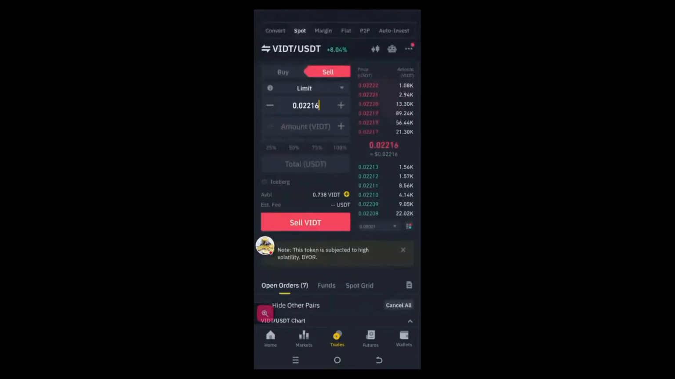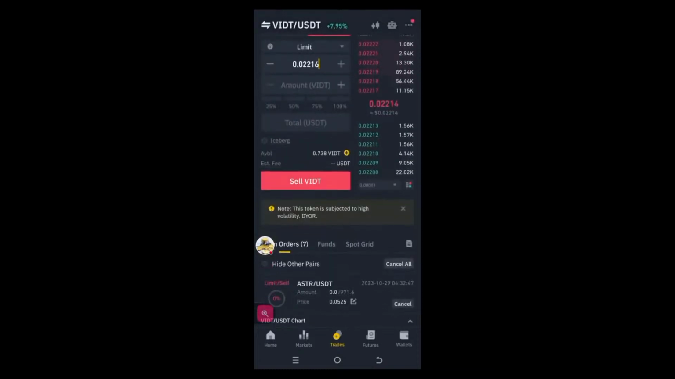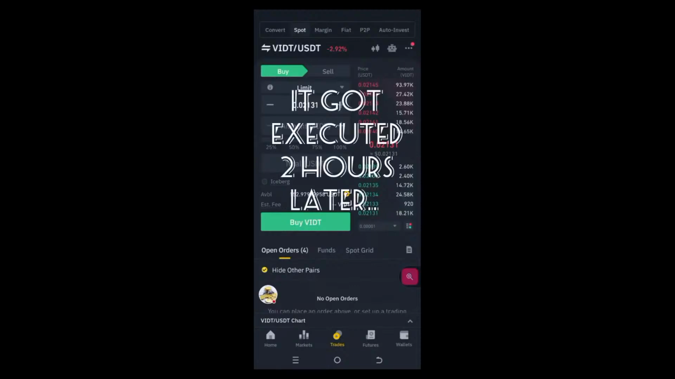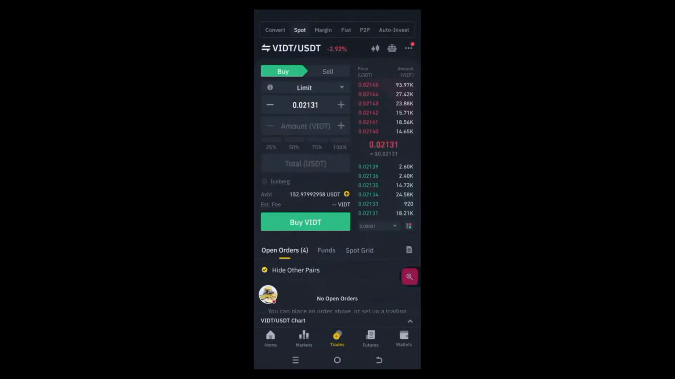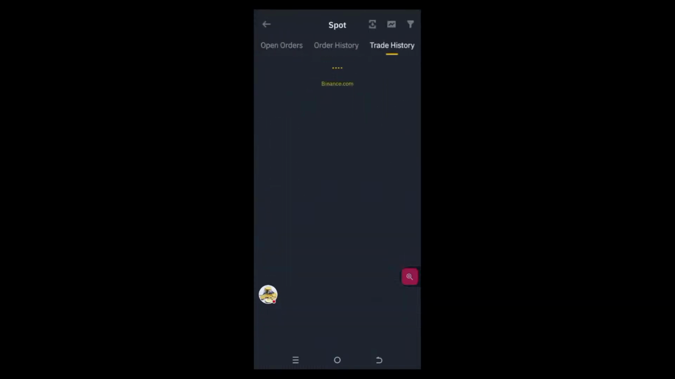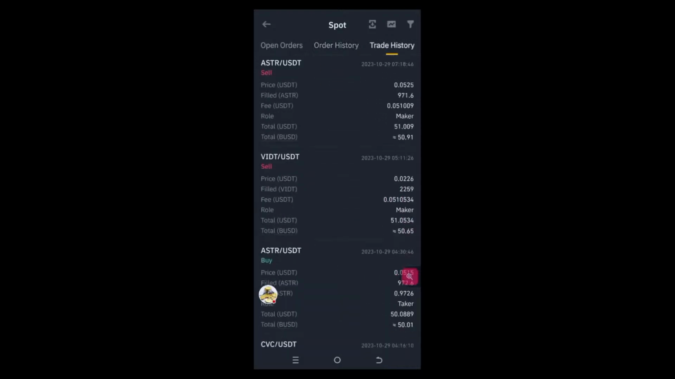So that is it. We're currently on VIDT, as you can see here, and this trade happened almost 2 hours after we picked the trade. It executed almost 2 hours after we picked it. Because this happened a couple of hours ago, let me open up the trade history so that we can look at the different points and metrics.